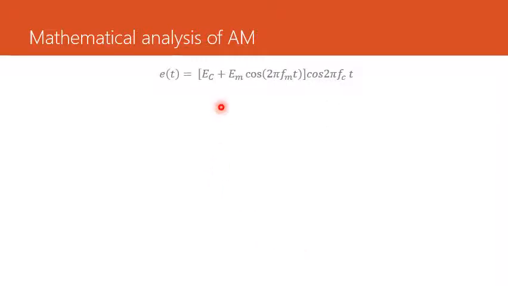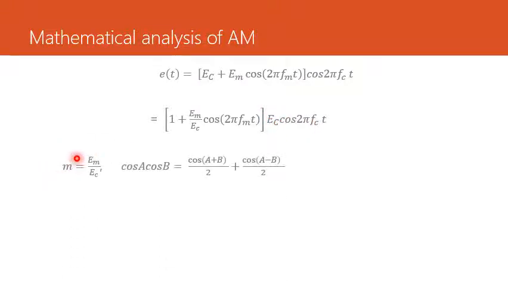So e(t) is equal to (Ec plus Em cos 2 pi Fm t) into cos 2 pi Fc t. If you take this Ec outside from the square bracket, the expression becomes 1 plus Em by Ec cos 2 pi Fm t, into Ec cos 2 pi Fc t, where Ec cos 2 pi Fc t represents what? The carrier signal. We already know the modulation index m is equal to Em by Ec.